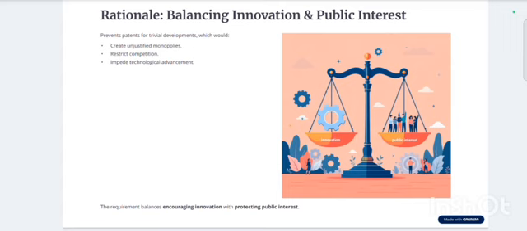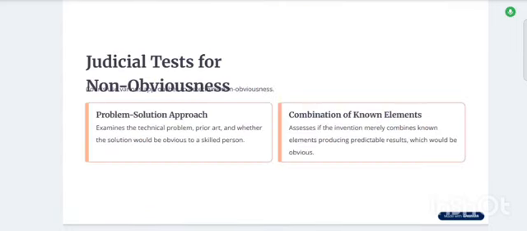Now, let's talk about how the judiciary tests non-obviousness. The courts and the patent authorities employ several tests to determine non-obviousness. One commonly used method is the problem-solution approach, which examines the technical problem addressed by the invention, the state of prior art, and whether the solution would have been obvious to a skilled person.